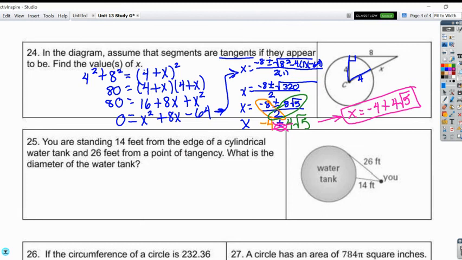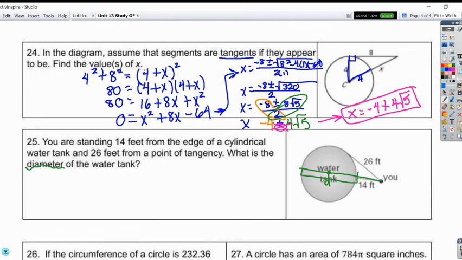Okay. Then, as we continue along, the next question here, number 25, is about the water tower. We're standing 14 feet away from the edge of it, and this line where we are measuring from is going through the center of that water tower. So we want to find the diameter of it. It's our job to find the diameter d.